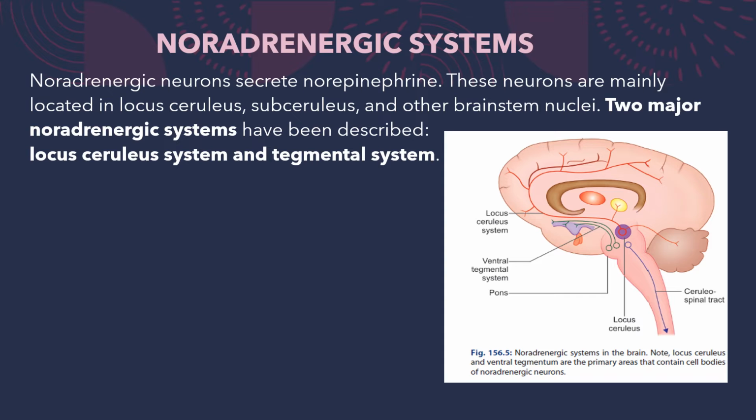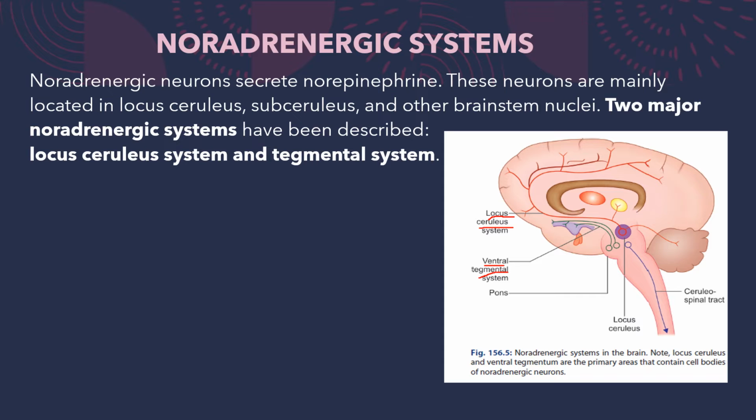The next one is the noradrenergic system. Here the neurons secrete norepinephrine, as the name suggests. These neurons are mainly located in the locus coeruleus, subcoeruleus and other brainstem nuclei. Two major noradrenergic systems have been described: one is the locus coeruleus system, shown in red, and the other is the tegmental or ventral tegmental system.